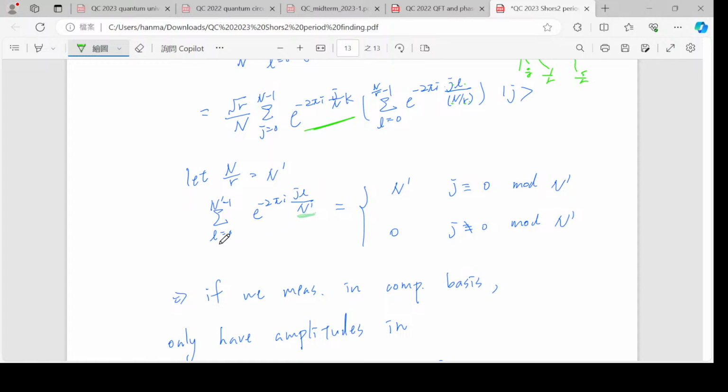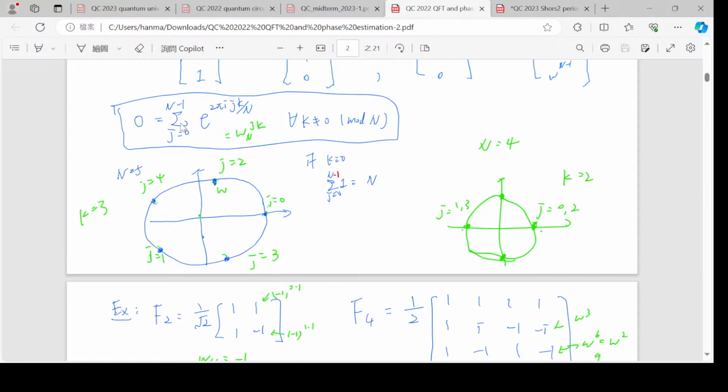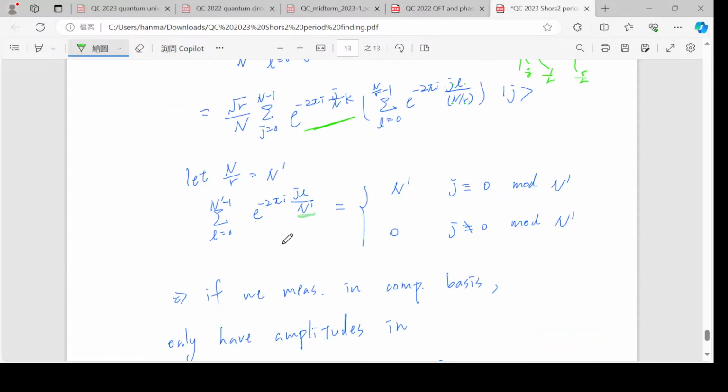You are summing over L. Okay, and yeah, so you see n prime is like n here. So you are summing those vectors with n prime equal to n divided by r. And just as before, if j equals 0, then this vector is always 1 because it's e to the 0 always. And you are summing over n prime different ones, and you get n prime.